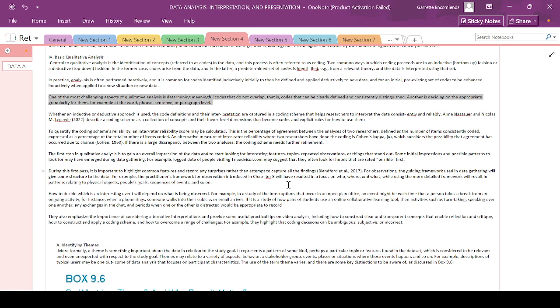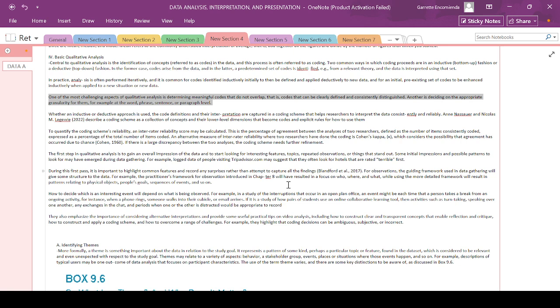For observation, the guiding framework used in data gathering will give some structure to the data. So the structure that we used during the observation, which we discussed in the previous video, will help guide what the initial points are.